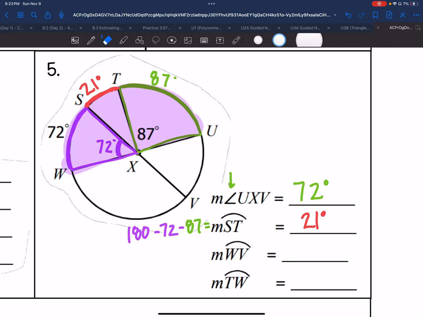Okie doke. Moving right along. This will be so awesome.